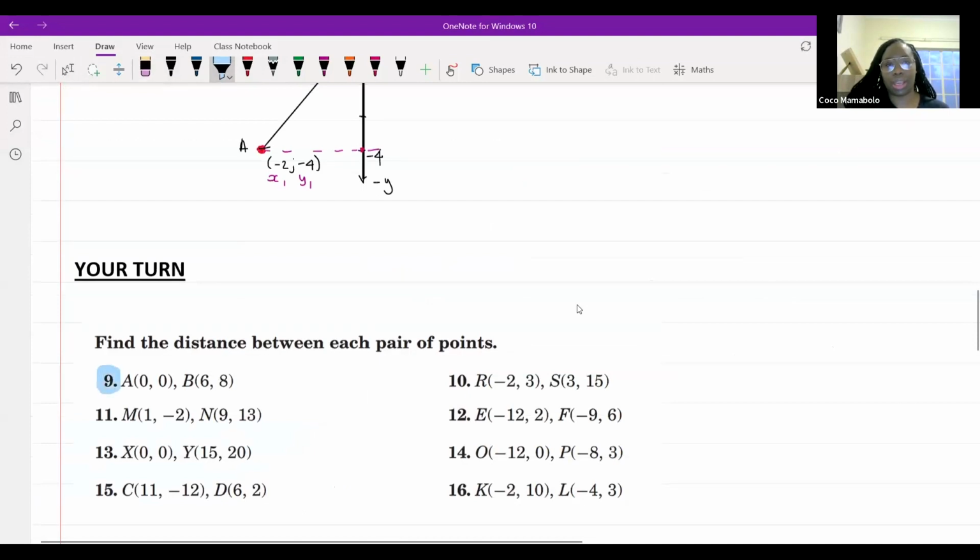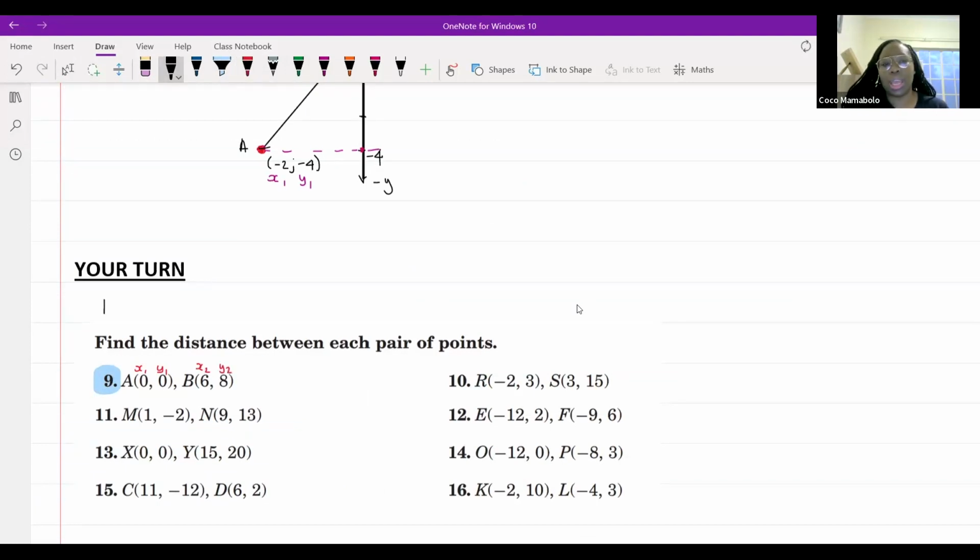We're going to do number 9. I skipped the first part because that was pretty easy. It says, find the distance between each pair of points. So first thing we're going to do is take the coordinates of A and name them x1 and y1. And we're going to name the coordinates of B, x2 and y2.